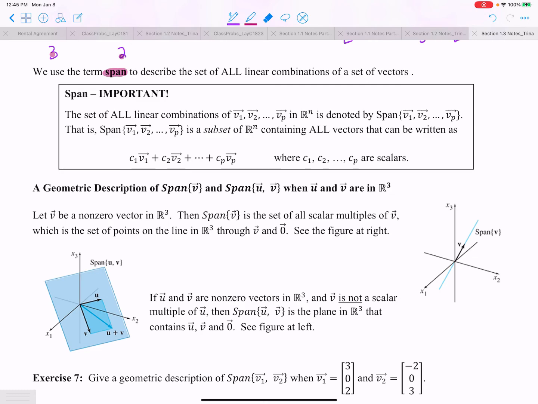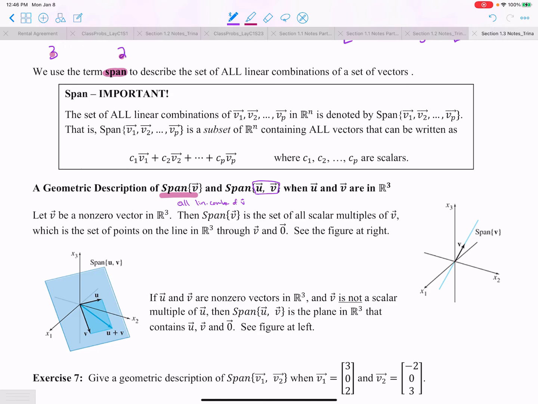So in other words, if I want to describe the span of V, it is all linear combinations of the vector V. So if it's just one vector, it's just all multiples of that one vector. Span of U, V would be the set of all linear combinations of U and V.